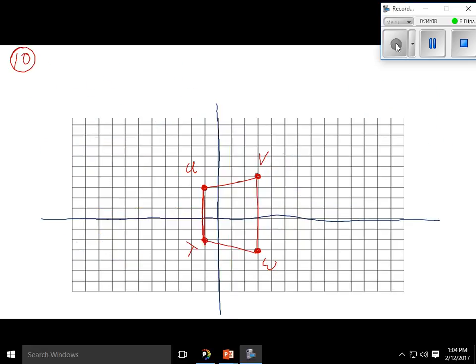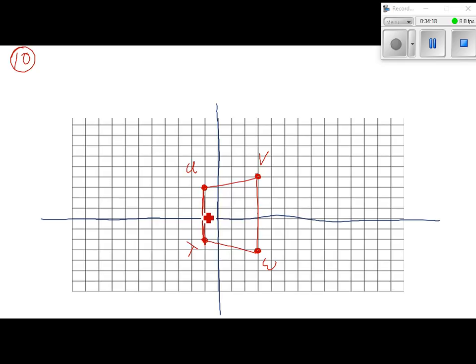Number 10, they want us to decide whether this is a trapezoid or not. Easiest way to decide if it's a trapezoid: graph it, look at it, and it looks like these two sides are parallel to each other, and these two sides are not parallel. So I'm going to find the slope of segment UT. Remember, to find the slope of a segment, you just do rise over run when you're on a graph. And if these two are parallel, their slopes should be the same.